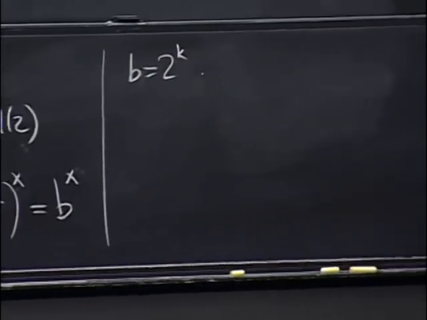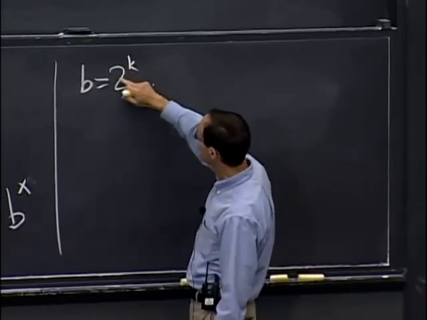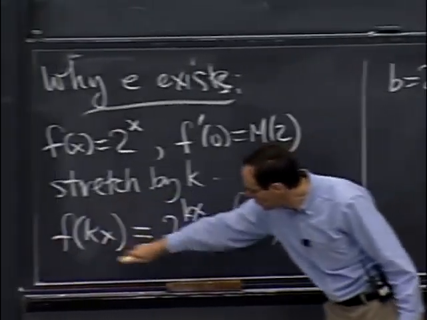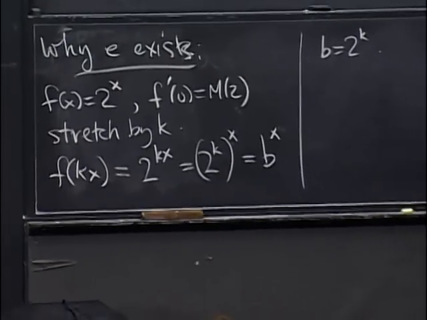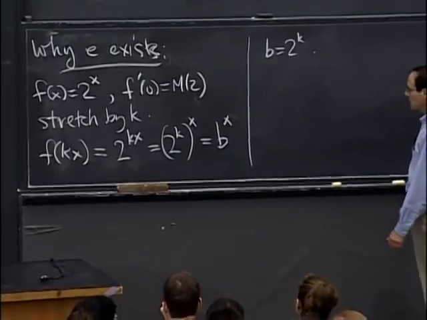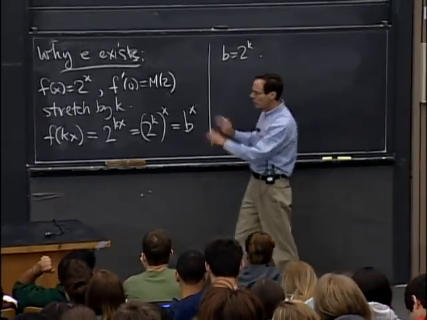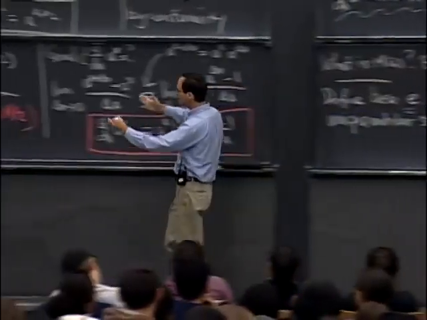All right, so whatever it is, if I have a different base, which is expressed in terms of 2 by being of the form 2 to the k, then that new function is described by this function f of kx, the stretch. Now, what happens when you stretch a function? That's the same thing as shrinking the x-axis.